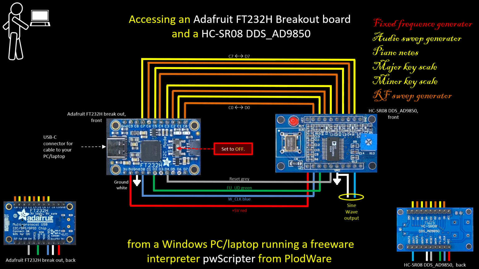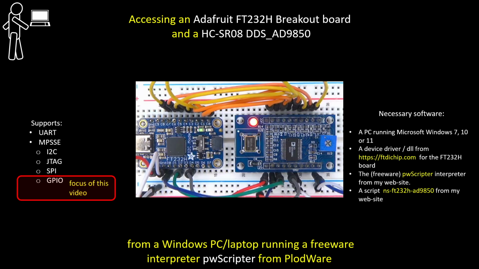We're going to use it to create a few fixed frequencies, a little audio sweep generator. We'll play all 88 notes of a piano. Just for fun, we'll play a major key scale and a minor key scale, and then we'll hook it all up to a shortwave receiver and do a radio frequency sweep generator. We'll be using the GPIO capabilities of the FT232.